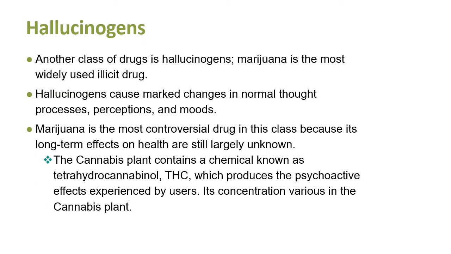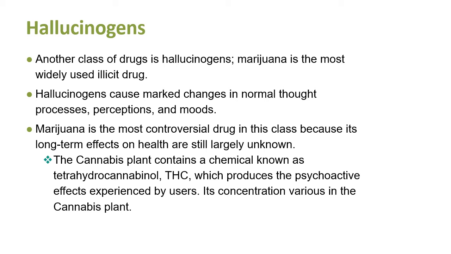And the final class of drugs is hallucinogens. So marijuana being the most widely used hallucinogen. Marijuana can actually be classified in other dimensions as well, but we're going to classify it as a hallucinogen. It causes marked changes in the thought pattern, perceptions, and moods. So it's very effective in affecting the brain and how we perceive our environment and how we respond to it, sensory. Again, marijuana is the one that's probably the most controversial.